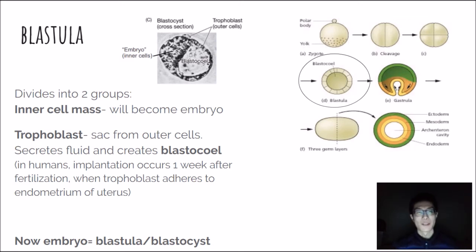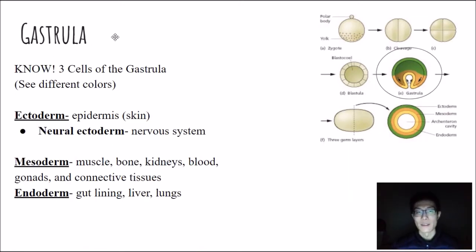Okay, so after blastulation, we have the next process, which is gastrulation. Now, gastrulation is the formation of the gastrula over here. Gastrulation is a very interesting process because this is the step that creates our three germ layers. We have the endoderm, the mesoderm, and the ectoderm. The endoderm, in the innermost part of the gastrula, will eventually form your gut lining, your liver, and your lungs. The mesoderm, which is kind of towards the middle, hence the name, will eventually form your muscles, your bones, your kidneys, blood, gonads, as well as other connective tissues.